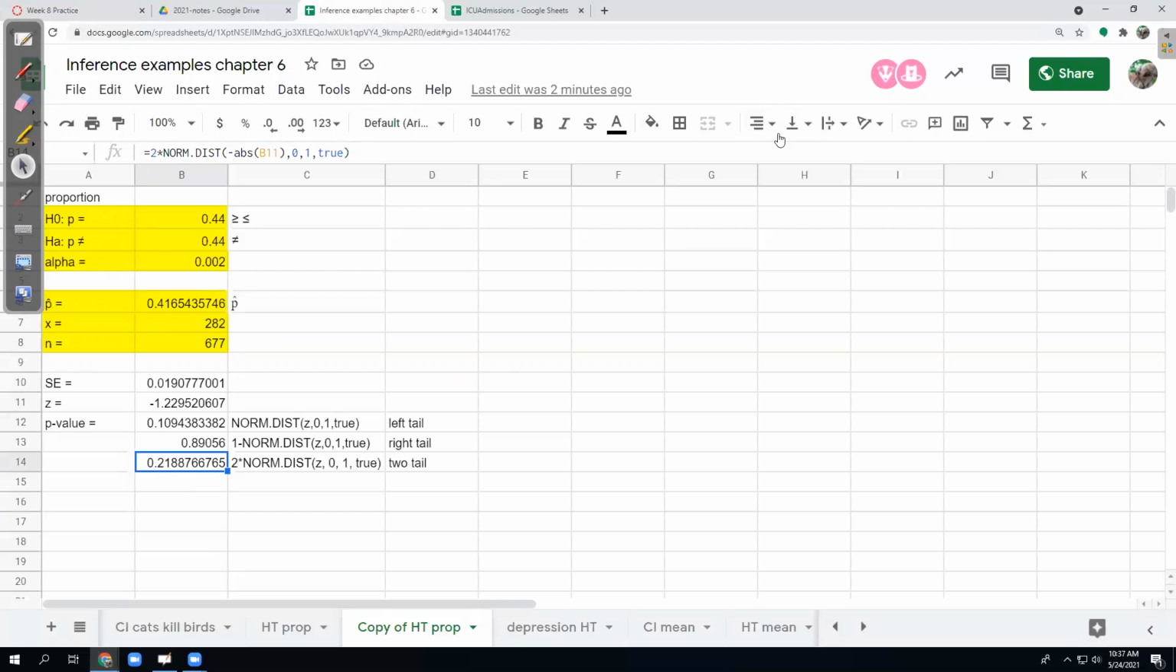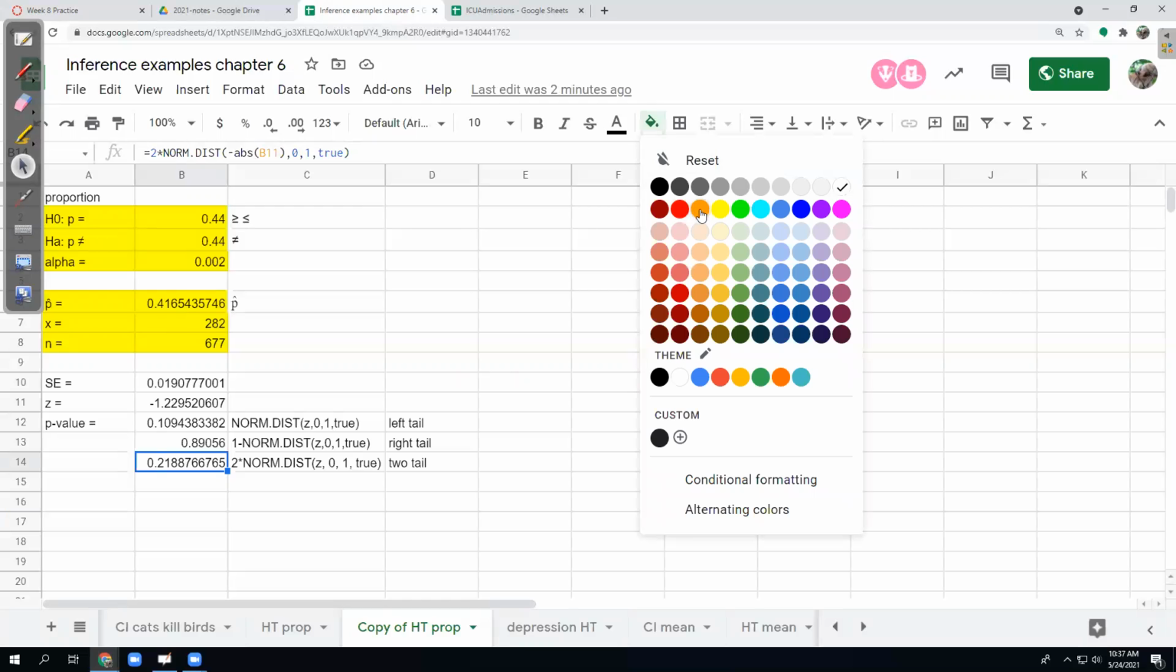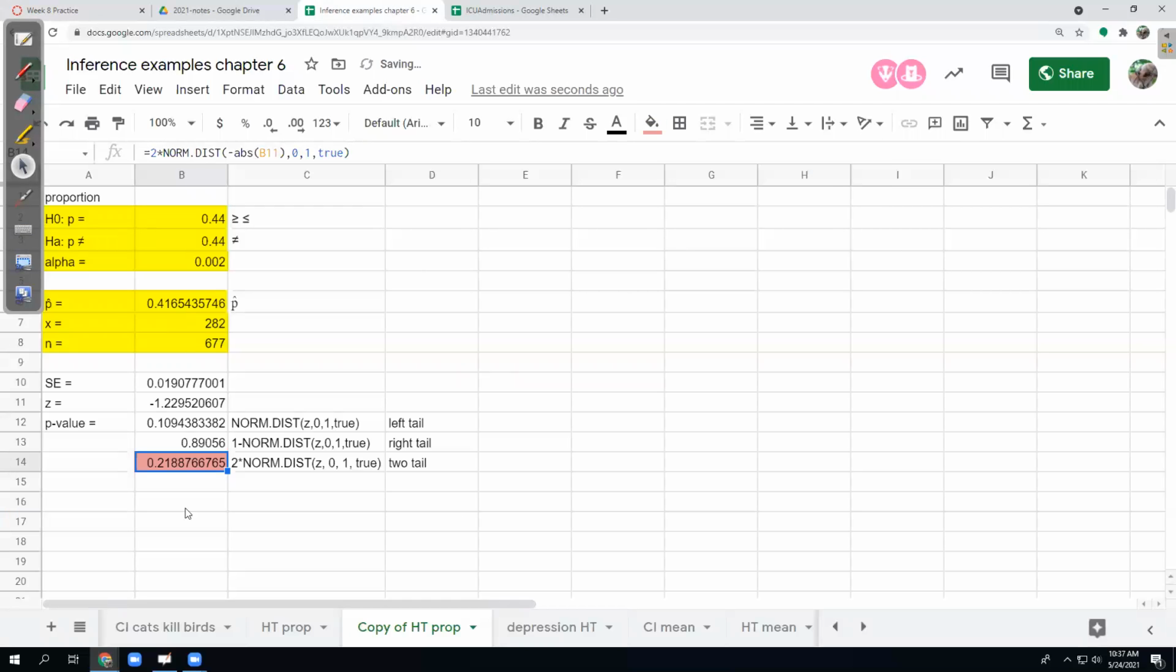So I'm going to highlight that number right there because it's a two-tail, pink. And since that p-value is so high, we would fail to reject. Name down here. This is homework 12, 8.